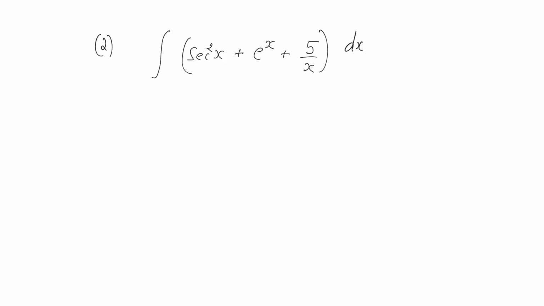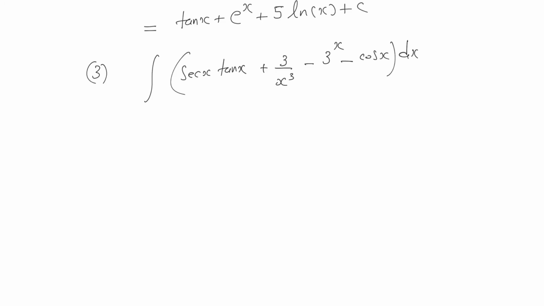Take another question. If it is integration of sec square x plus e raised to x plus 5 by x dx, we can write integration of sec square x dx is nothing but tan x, plus integration of e raised to x is nothing but e raised to x, plus 5 into integration of 1 by x dx is nothing but ln x, plus constant of integration. We can take one more example.